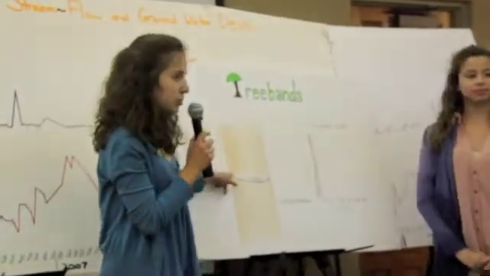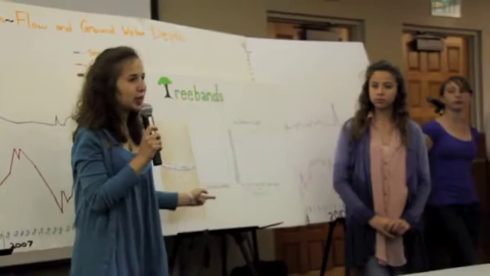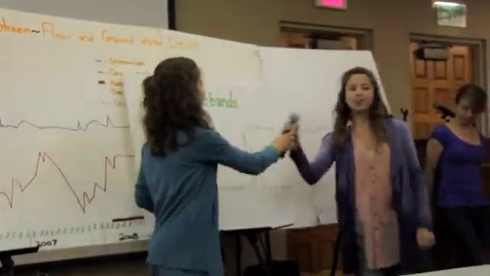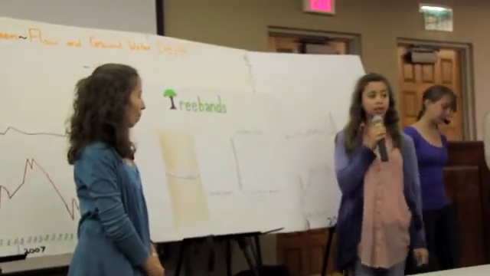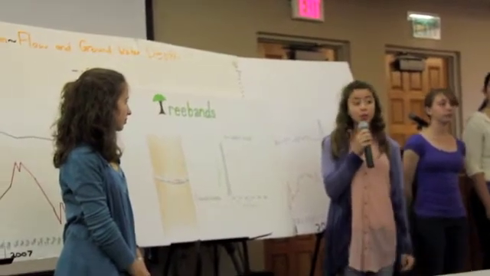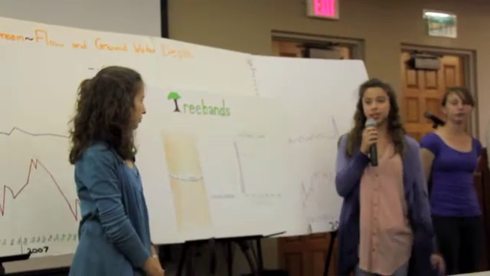So this is what a dendroband looks like on a tree, and it measures the diameter of a tree in centimeters. So we see the most increase in growth of the diameter of the tree in the springtime when the tree is taking in the most water when it's growing. We don't see that much change in the winter because it's not growing and it's basically asleep.